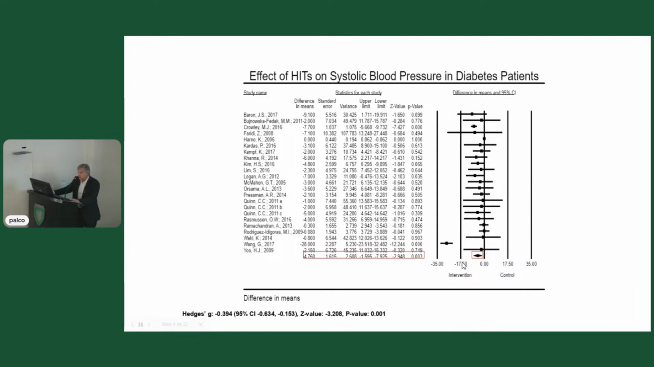Between 0 and 17.5, the middle would be about 9 or 8. And these guys here on the left, 4 or 5 of them, are like a reduction of 9 or 8 millimeters of mercury. So do they really have an effect? The average effect is reflected by this little lozenge at the bottom here. You see that little lozenge with a red thing over here?